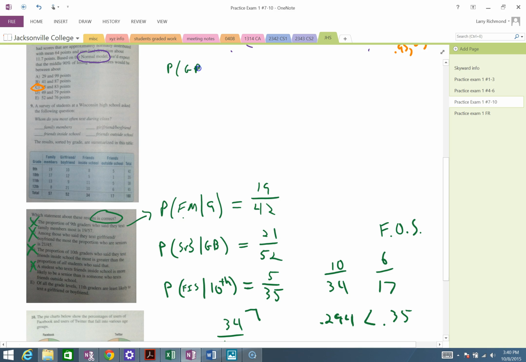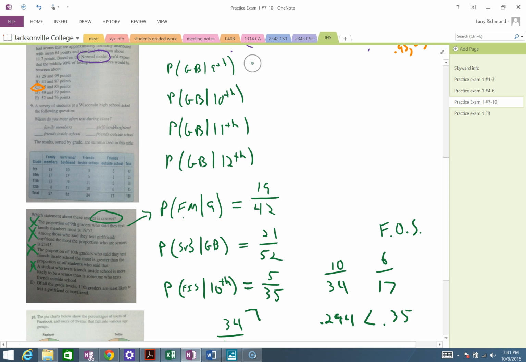Girlfriend or boyfriend, given you are a 9th grader. Girlfriend or boyfriend, given you are a 10th grader. Girlfriend or boyfriend, given you are an 11th grader. And girlfriend or boyfriend, given you are a 12th grader. But in this statement, of all the grade levels, the given is the particular grade level. So looking at my 9th grade only, we're talking about these 42 people. How many text boyfriend or girlfriend? 10. 10 out of 42.